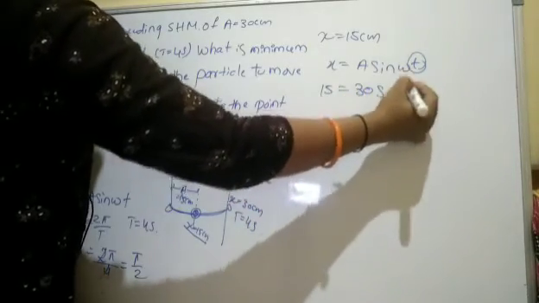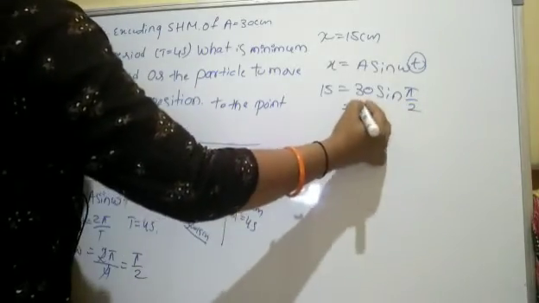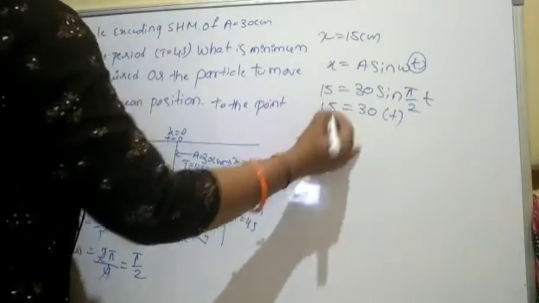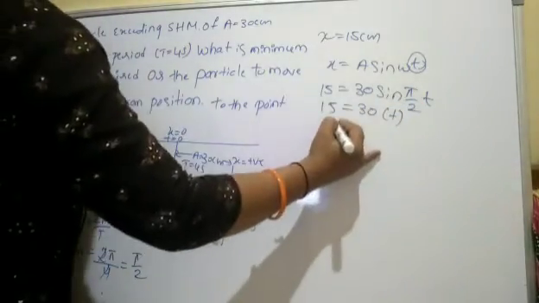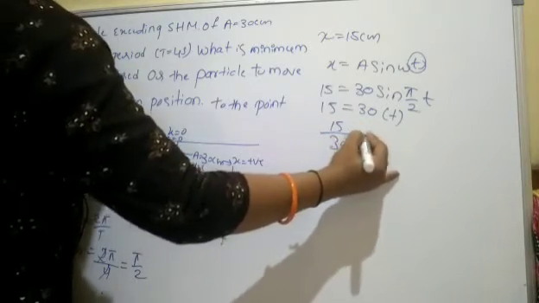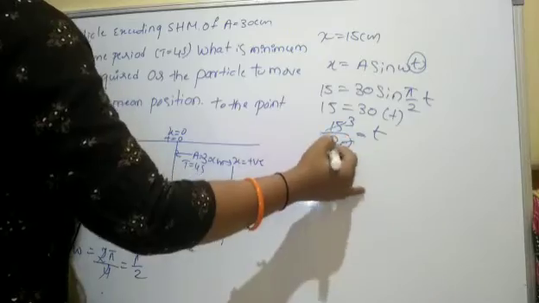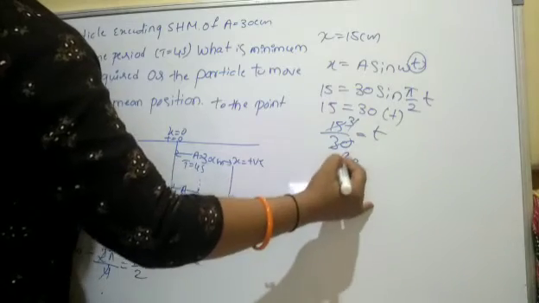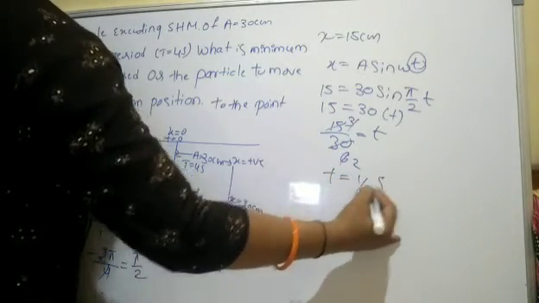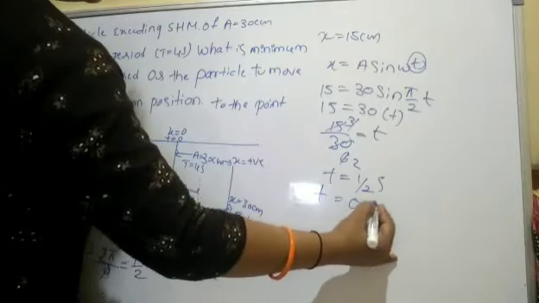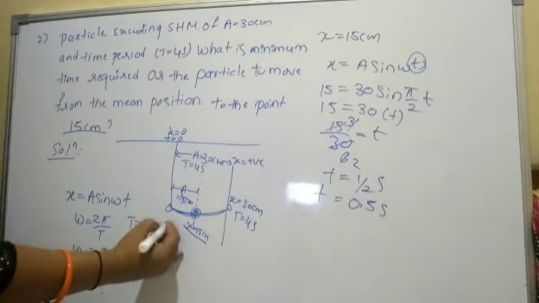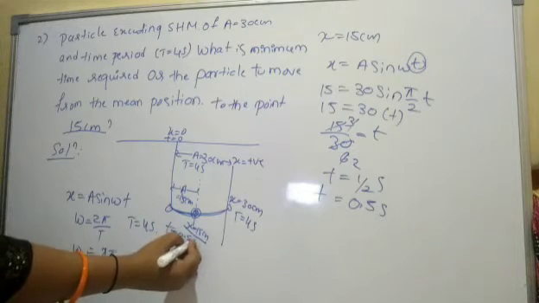So sine omega t is what? Pi by 2 here. So 30 into sine of pi by 2 t. Sine of pi by 2 is 1, so it remains with the 15 here. So t equals 15 by 30. 3 fives are 15, 3 tens are 30. So t is 1 by 2 second. That means it is taking 0.5 second to reach 15 centimeter.